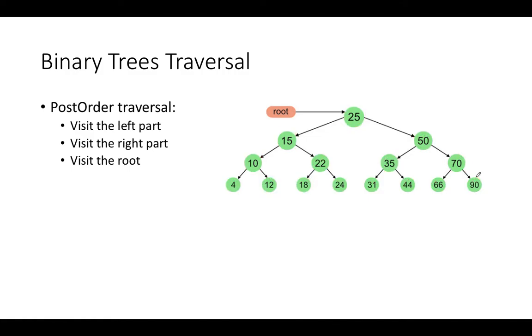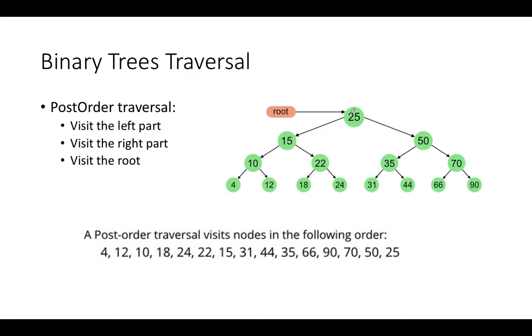In the PostOrder traversal, we visit the two children before we visit the root. So the last node to be visited is the root. To do the traversal, we come here, we don't visit the root, we visit the left part. Again, here is the root, we visit the left part. Here is the left part. We visit first the two children before the root. So 4 and 12 and then 10.